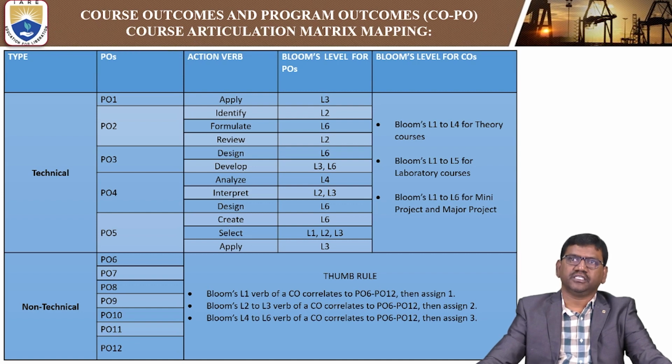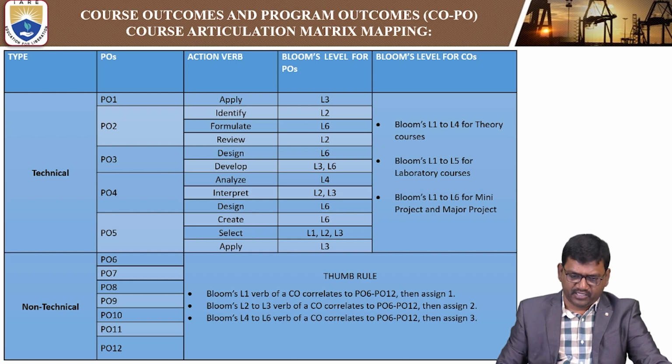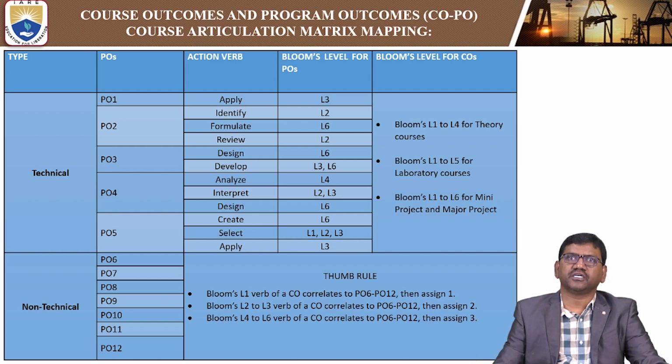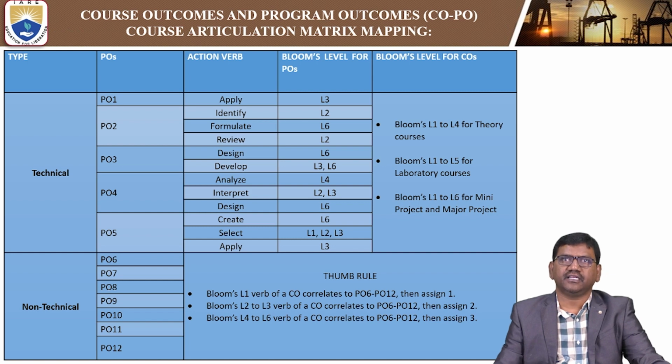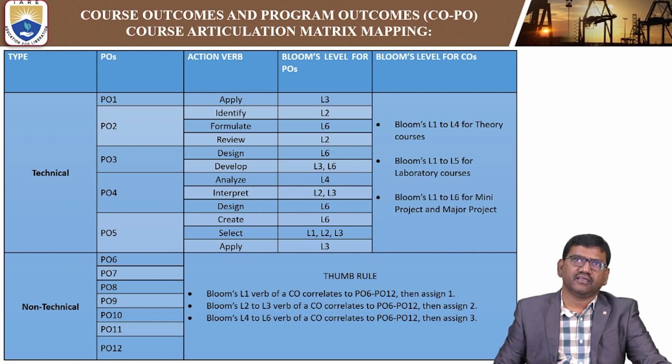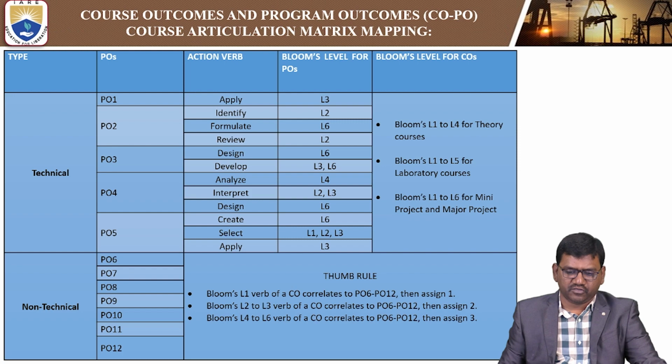And if Bloom's level L2 to L3 verb of a CO relates to PO6 to PO12, then assign the value as 2. And if Bloom's level 4 to level 6 of the CO correlates to PO6 to PO12, then assign 3. For non-technical, the POs to be used are PO6, 7, 8, 9, 10, 11, and 12. For technical, we are going to use PO1, PO2, PO3, PO4 and PO5.